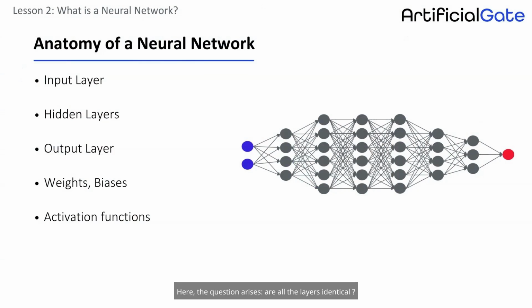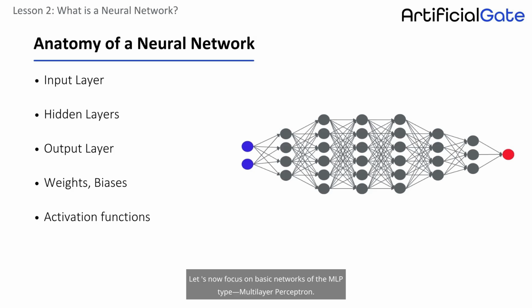Here, the question arises, are all the layers identical? Structurally, yes, they are all made up of neurons that compute y equals f of wx plus b. But in terms of their role, no. The output layer usually uses an activation function that matches the type of problem. For example, sigmoid for binary classification or softmax for multiclass classification. The hidden layers usually use ReLU.